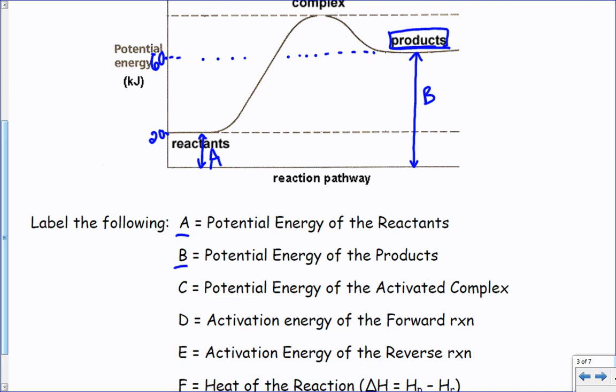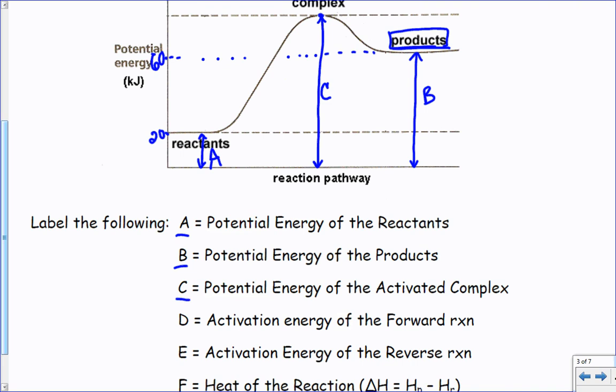Done. C, potential energy of the activated complex. That activated complex is this one piece right here on the top, the highest possible point. So the energy there is all the way to the bottom. This is now C. This is the energy of the activated complex.